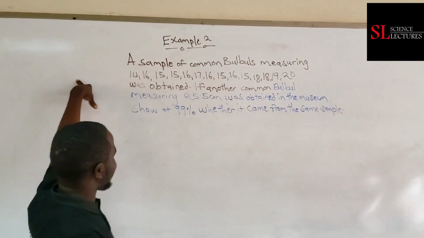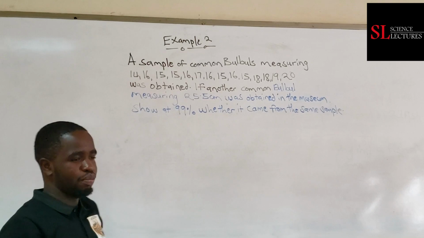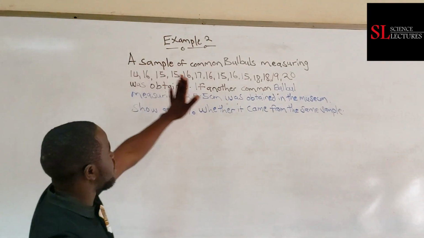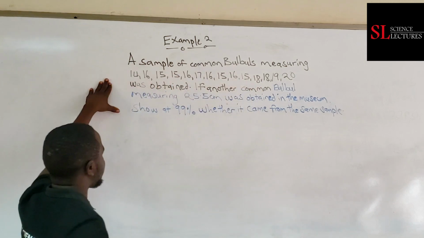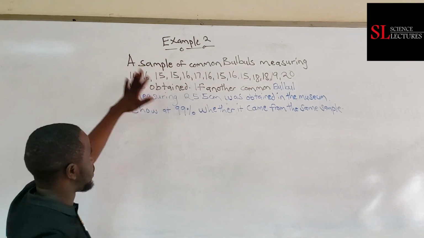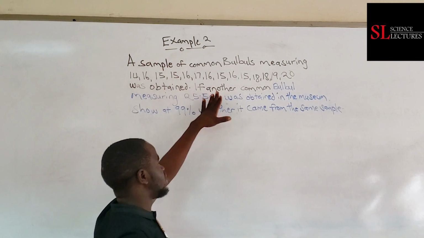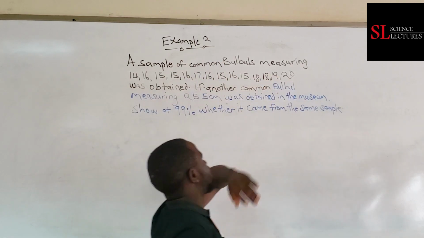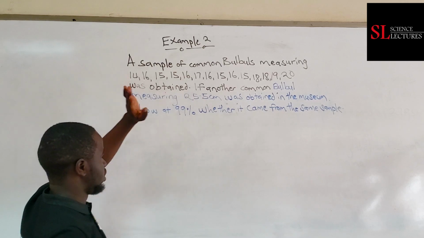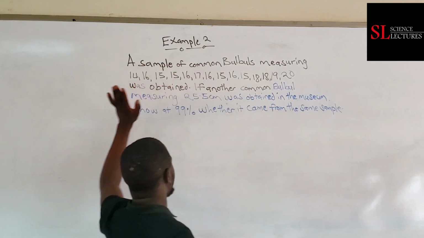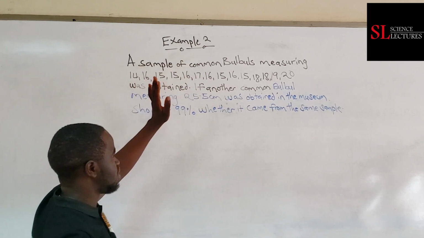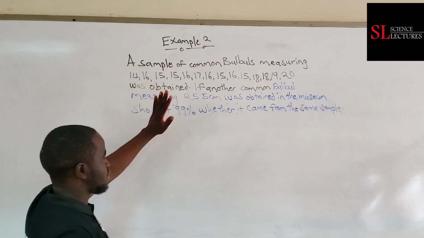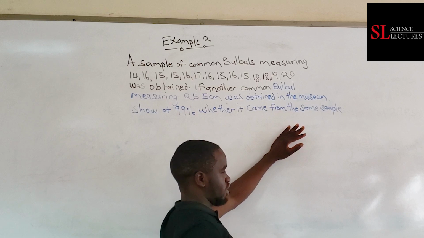We are still continuing. I want us to do another example of a one sample t test. A sample of common bulbuls measuring 14, 16, 15, 16, 17, 16, 15, 16, 15, 18, 18, 19, and 20 was obtained. If another common bulbul measuring 25.5 centimeters was obtained in the museum, show at 99% whether it came from the same sample.